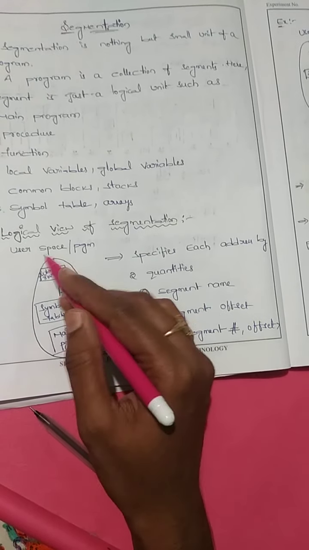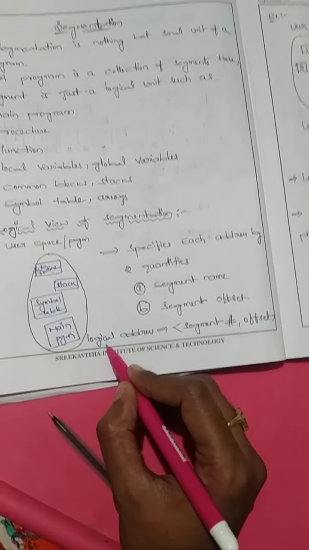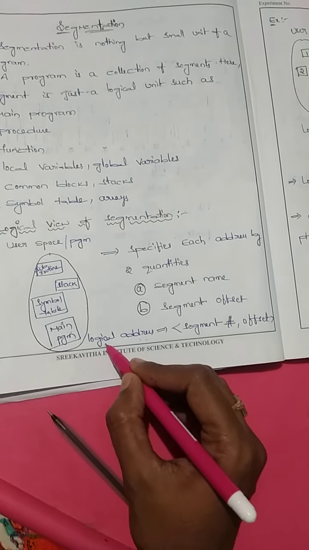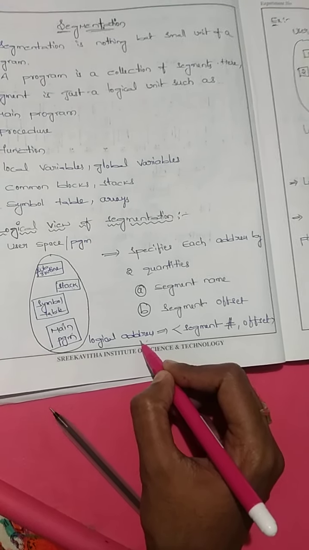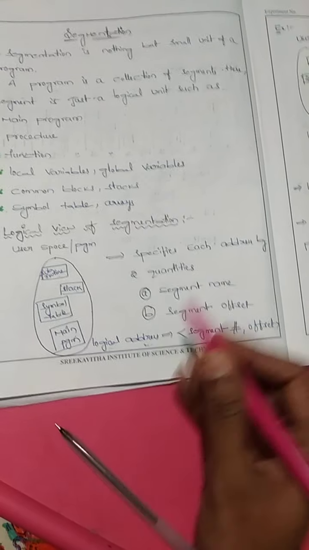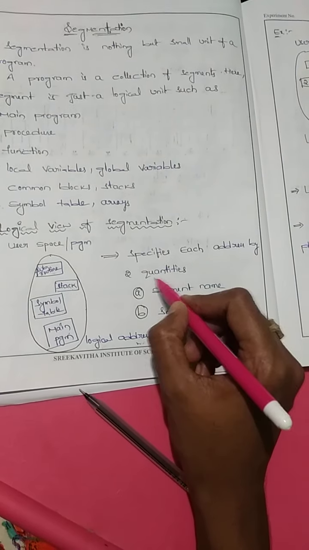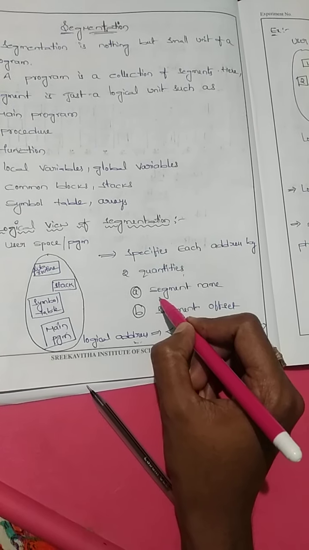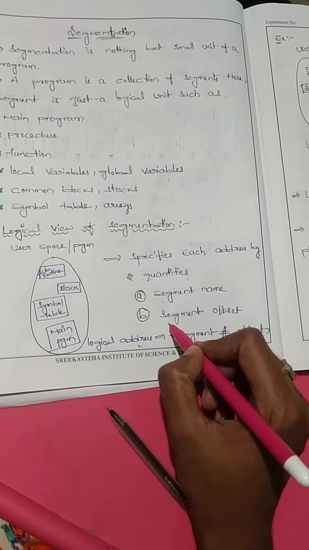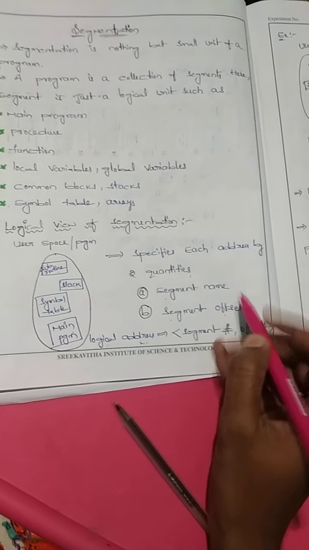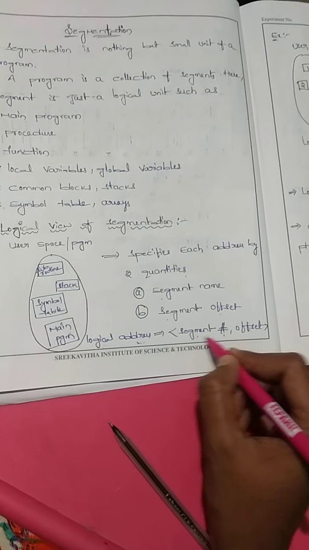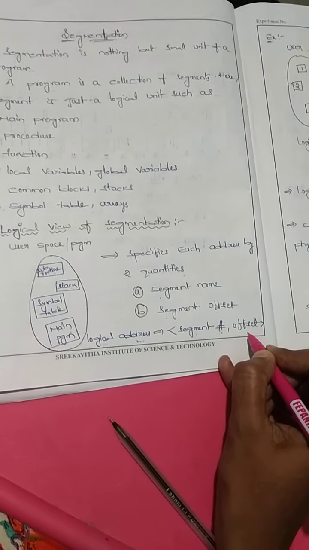Whatever program the user has written is called a logical address. Who will create this logical address? The CPU will create the logical address. We can call the logical address a virtual memory. Here each address has 2 quantities: the first one is a segment name or number, and the second one is an offset.